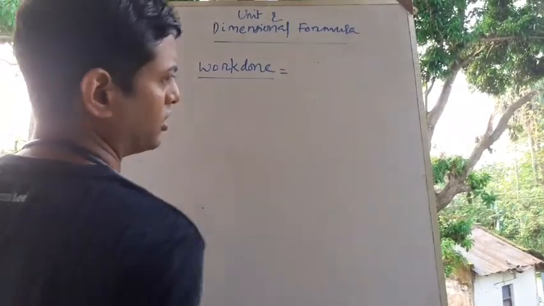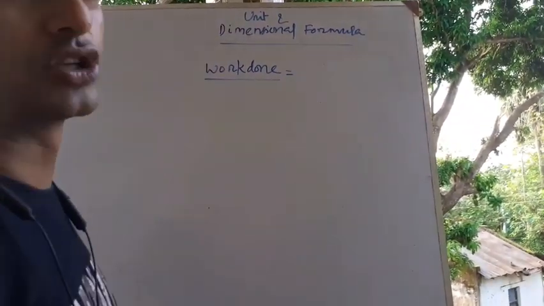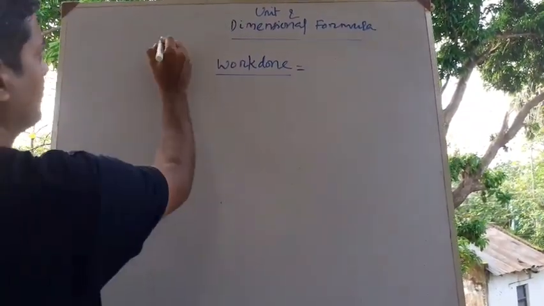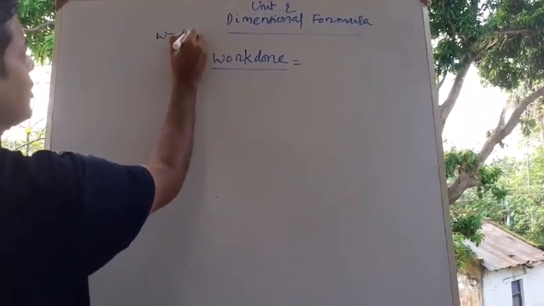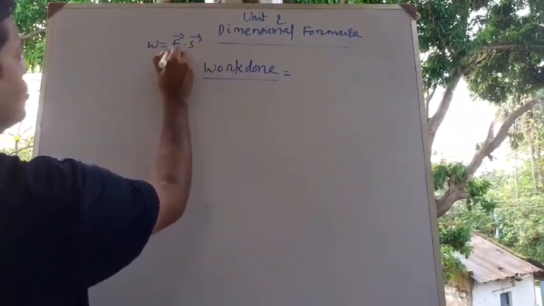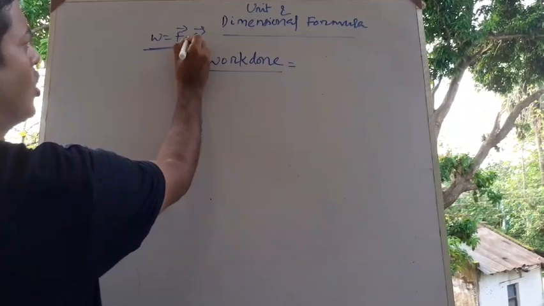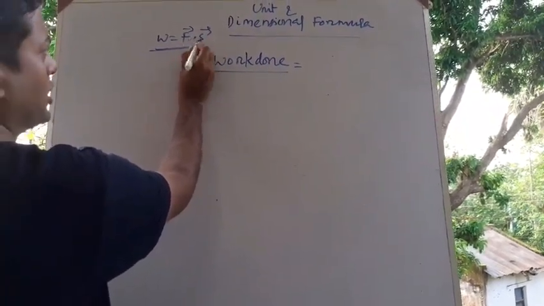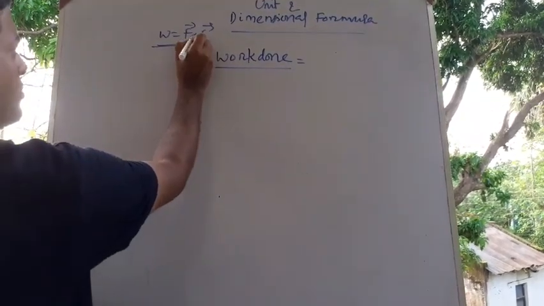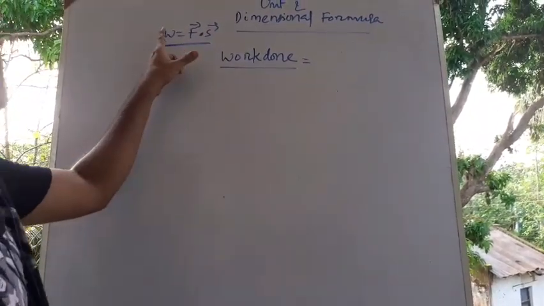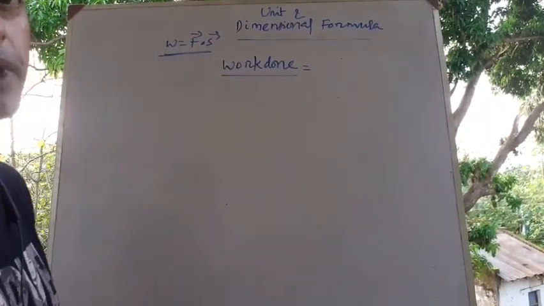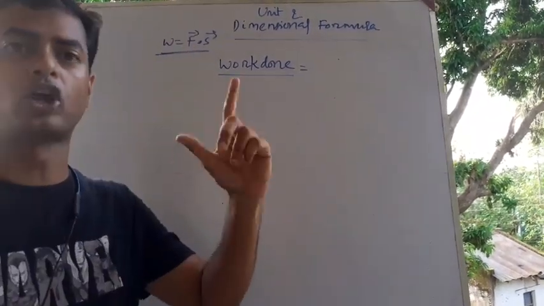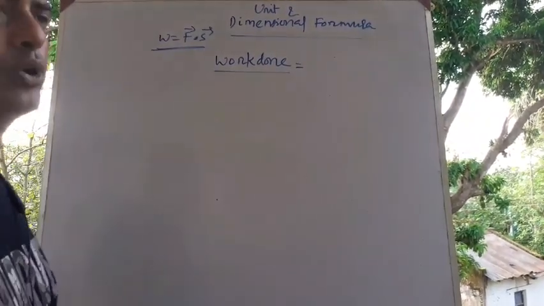So work done is a scalar quantity because we can get work done using dot product of two vectors. Force is a vector quantity, displacement is a vector quantity. If I multiply two vector quantities using dot product, then I will get a scalar quantity. So work done is force dot displacement. You can check this in my vector multiplication dot product video.